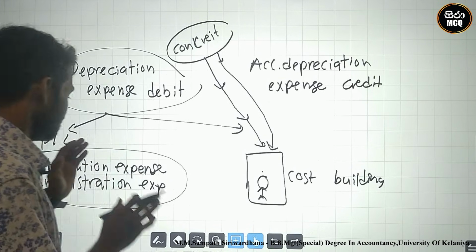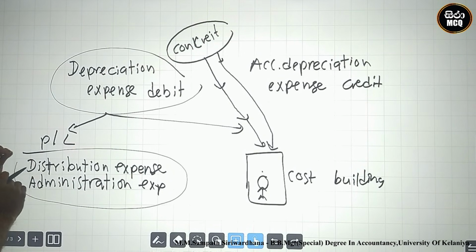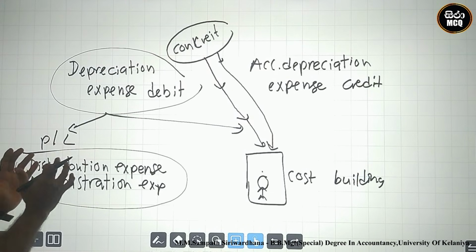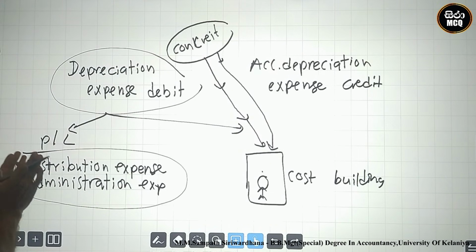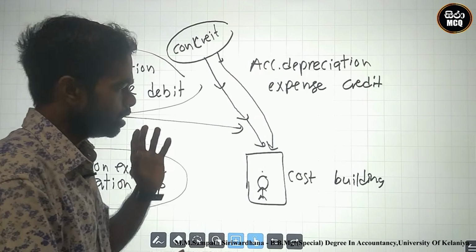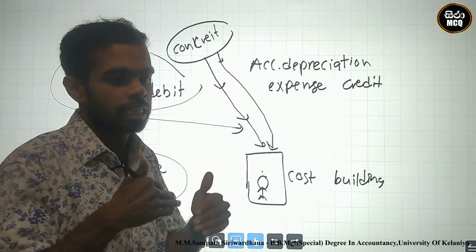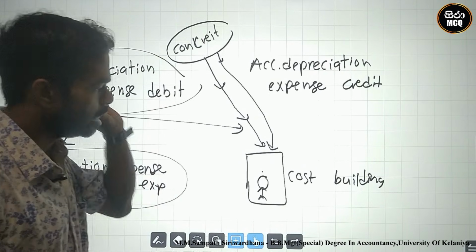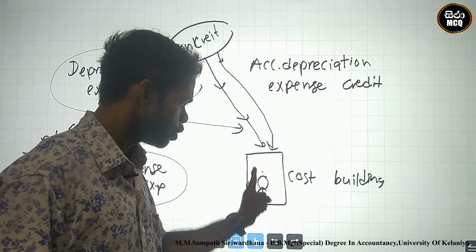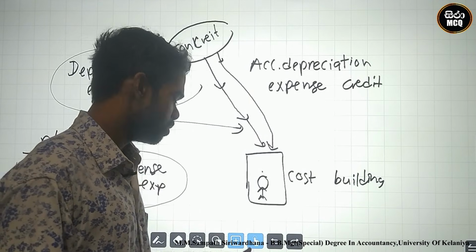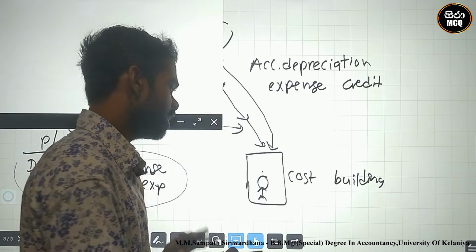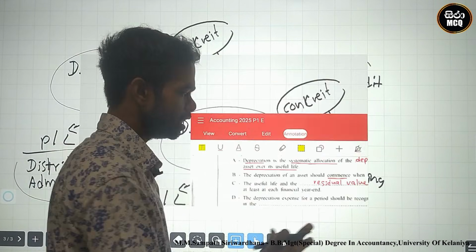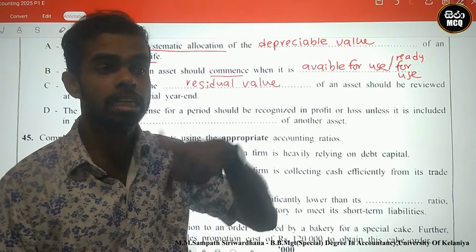Therefore, P&L is the daily process. If the concrete machine is used for daily purposes, this is distribution or administration. But if this concrete machine is used for generating another asset, at that point this expense is debited to the cost of the building. Therefore, at that point we identify this depreciation expense as a cost of the other asset.